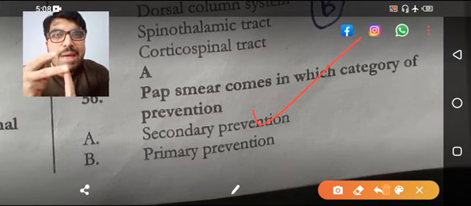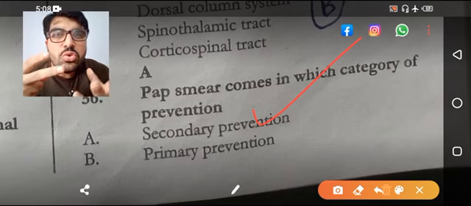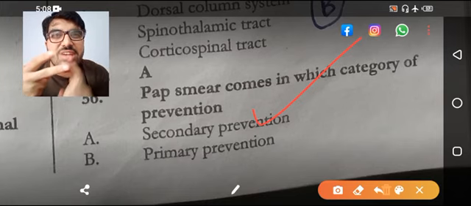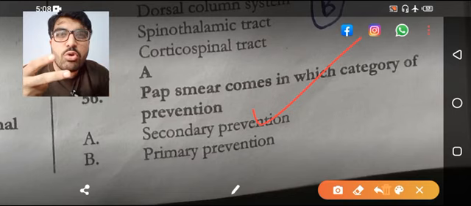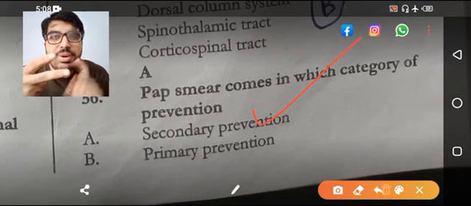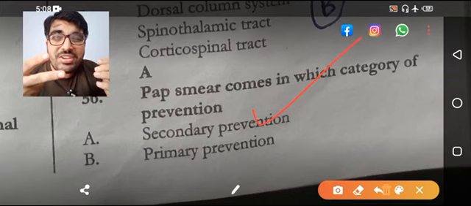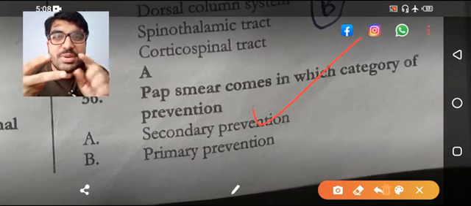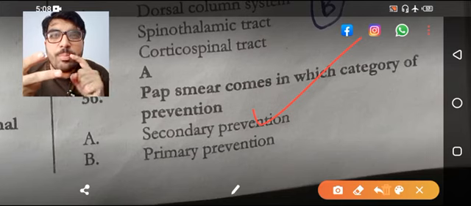So that is primordial. Primary prevention means you are at risk, but you have not yet developed the disease and you are doing something. For example, a patient is having a family history of coronary heart disease and he is using aspirin. A patient is having a history of stroke and he is using aspirin. So he has not developed the disease yet, but he is at risk. So he uses aspirin to prevent the disease.